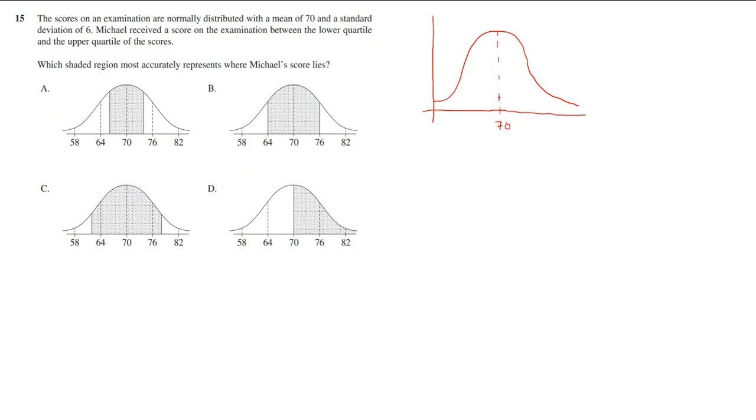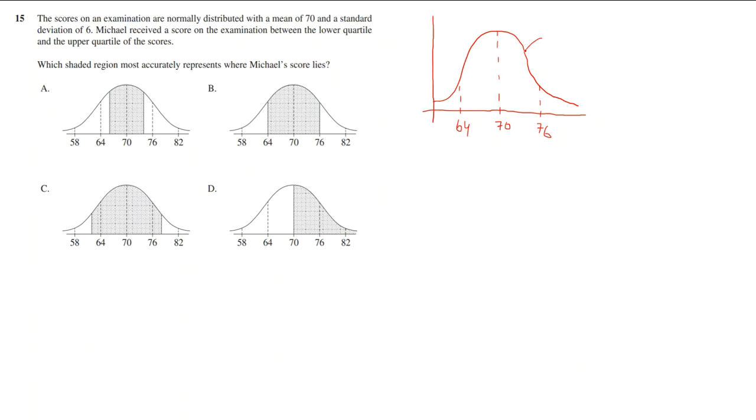Another property of normal, so empirical rule is telling you that the value which is plus and minus one standard deviation of mean. So in this case, mean is 70, standard deviation is 6. So plus 6 would be this value, right? Somewhere here. 76 minus 6 is 64, right? So 64.